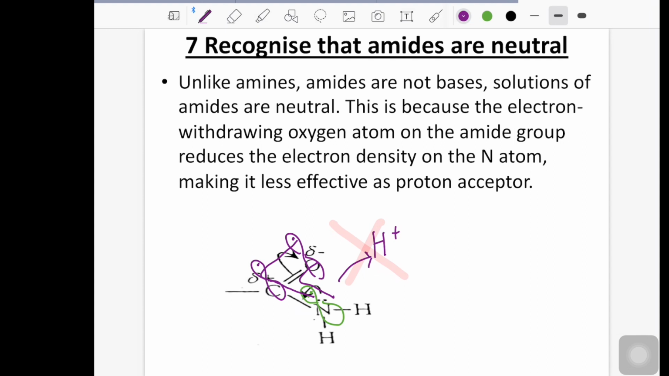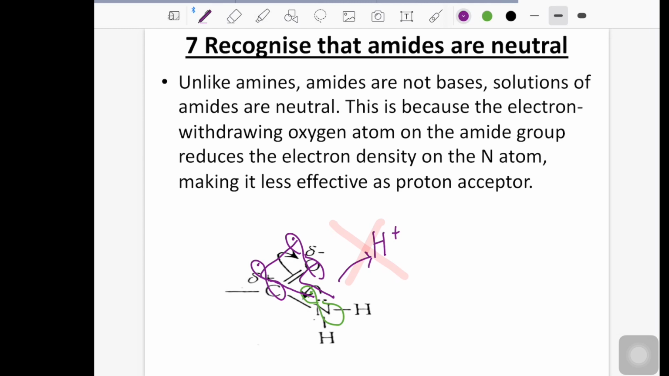Now the fact that this nitrogen is delocalized means it is not available to attract the H plus. It doesn't pick up the H plus as effectively. So because the lone pair is unavailable, it is not basic. It doesn't make it an alkali. It is just neutral. We say that amides are neutral. So that's something that you have to remember.